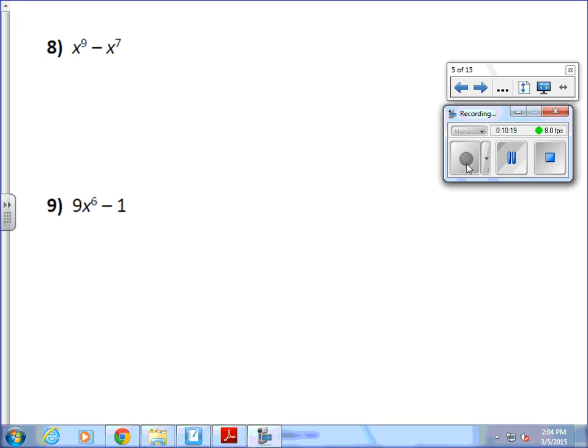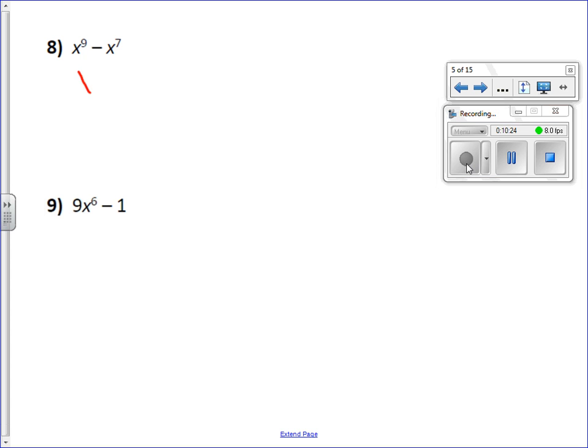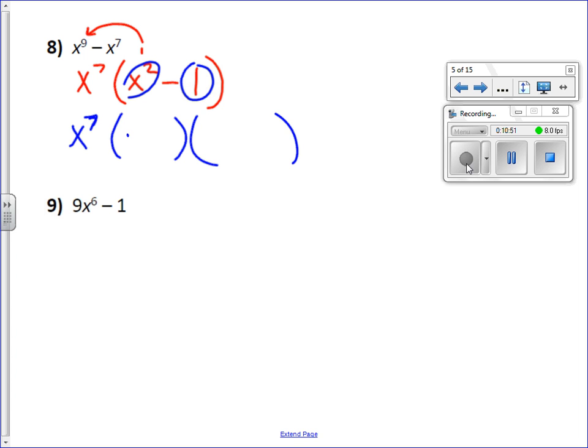And number 8, both terms have at least an x to the 7th. I'll take out x to the 7th. I'll have x to the 2nd, because x to the 7th times x to the 2nd gives me x to the 9th. And x to the 7th times 1 gives me x to the 7th. That'll be subtraction. I also, again, have a difference of 2 squares within my parentheses. One is a perfect square. So in addition to the x to the 7th, that will also factor into x, 1, 1, one's addition, one's subtraction.